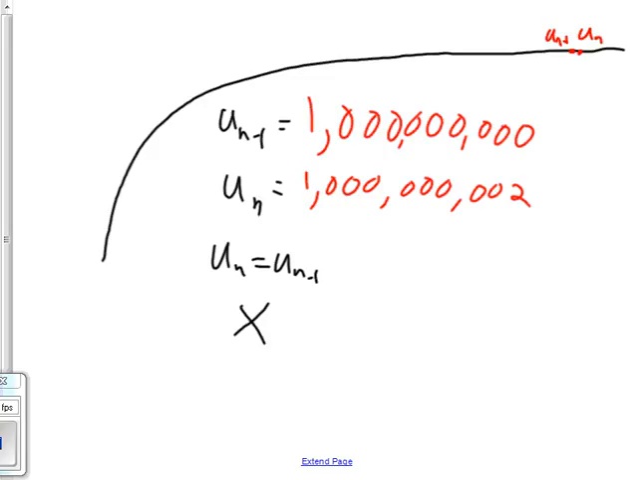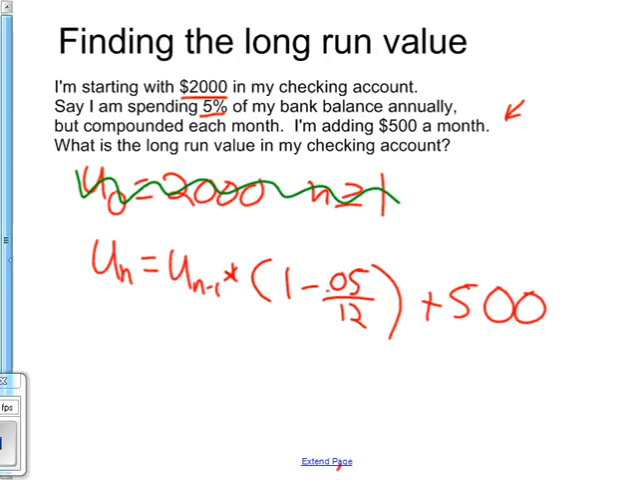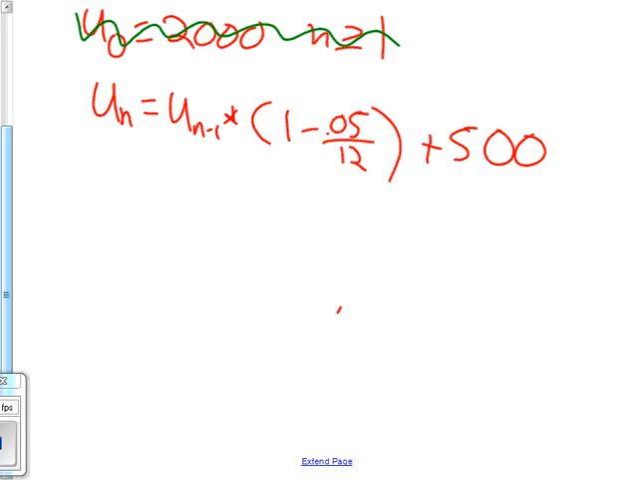So jumping back to our problem here, all that we're doing is we're replacing U of N and U of N minus 1 with an X. And then solving from there. And this one is a little bit of a nasty one because the rounding gets weird.